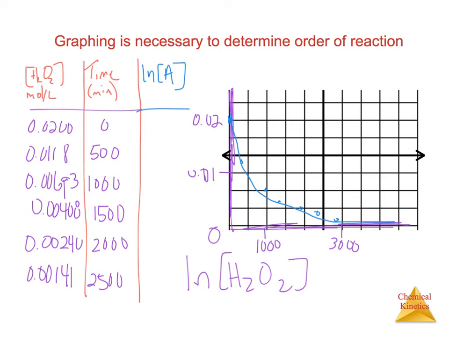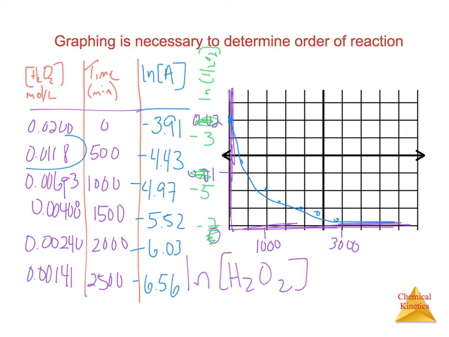is minus 3.91. Okay, I'm going to do the next one. I hit ln on the left side, I type in 0.0118, I hit close parentheses, and I hit enter, and that is minus 4.43. Okay, so I'm going to pause and do the rest.